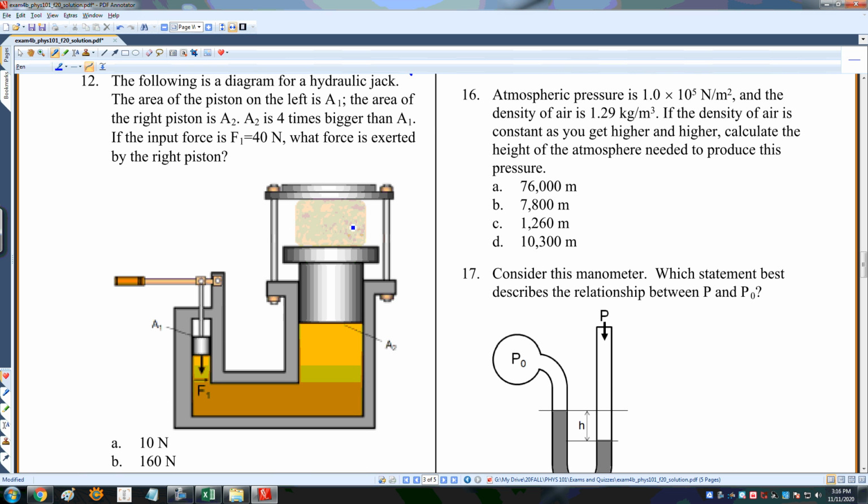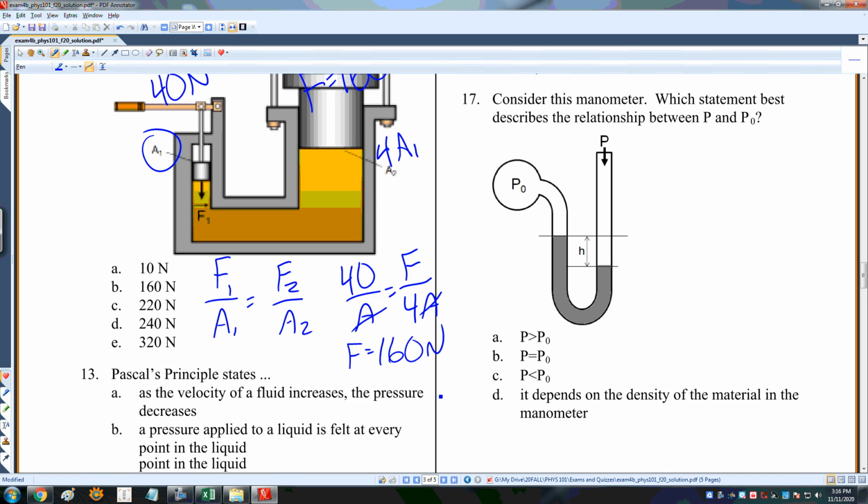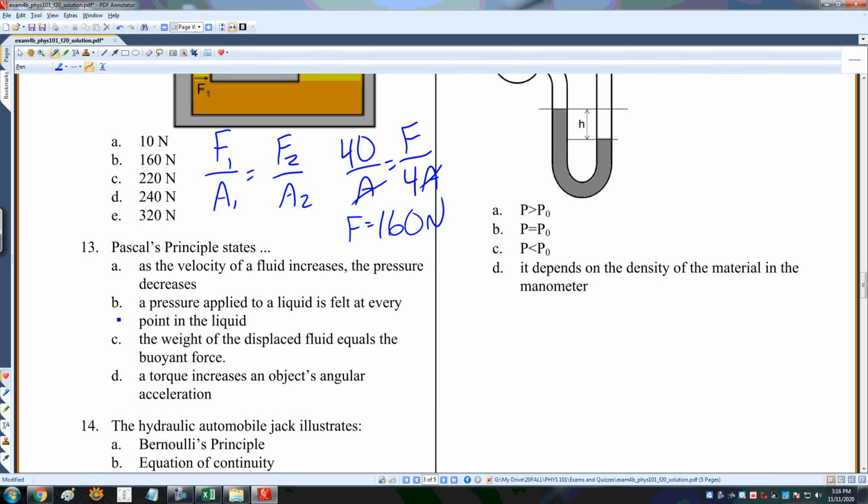Following this diagram for a hydraulic jack, the area on the piston over here is A1. So here I have A1 and here I have 4A1. My piston is getting 4 times as big. Here I have 40 newtons. What is my force on this side? Well, you probably know this. It's going to be 160, right? Because my area is increased by 4, my force has as well. But I can say that F1 over A1 equals F2 over A2. So that's going to be 40 divided by A is equal to F over 4A. The A's cancel, and F is equal to 160 newtons. Pascal's principle is right here.